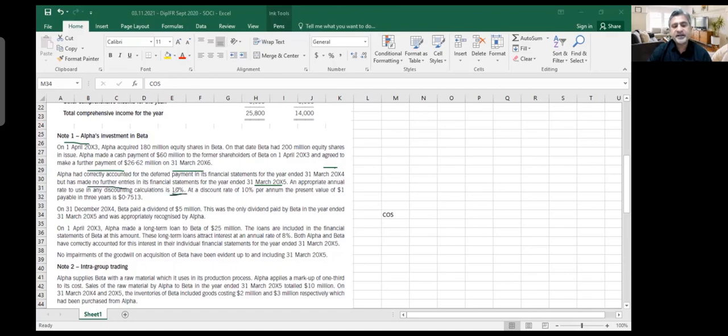And discounting calculations are done at 10%. The present value of $1 payable in 3 years is 0.7513. So this is the discount factor. We are going to discount this 26.62 million.